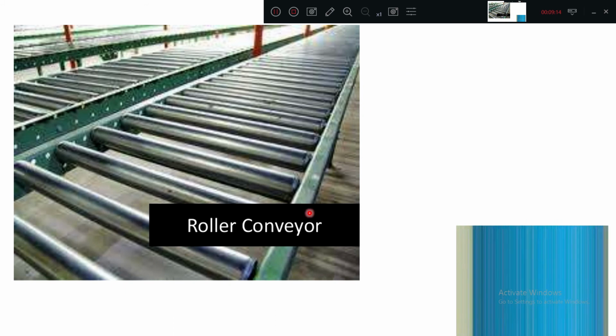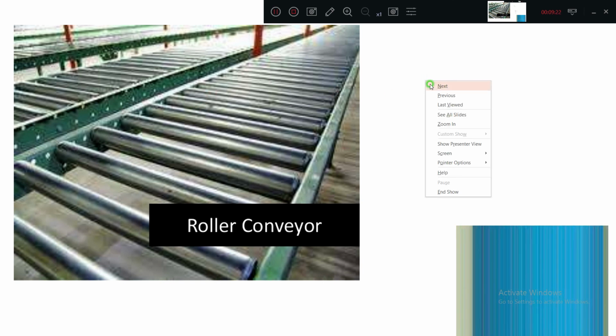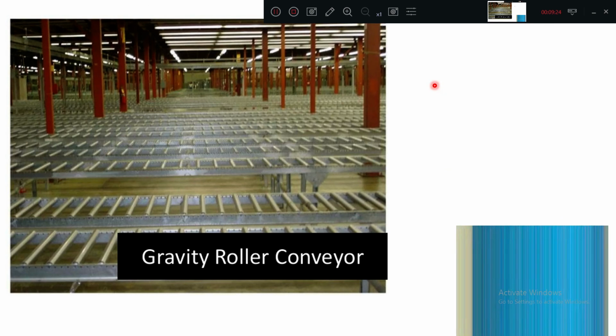Wheel conveyor. So this is a typical roller conveyor. Rollers are there. Continuous movement of the goods is possible. So now this is once again a gravity roller conveyor. Gravity roller means somewhere one side is higher elevated. So continuous movement is possible.